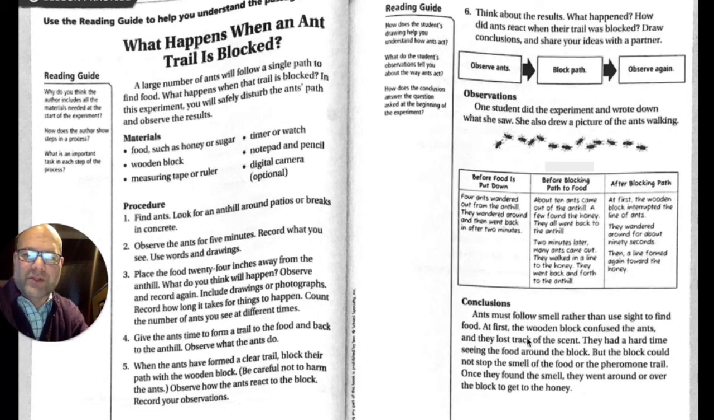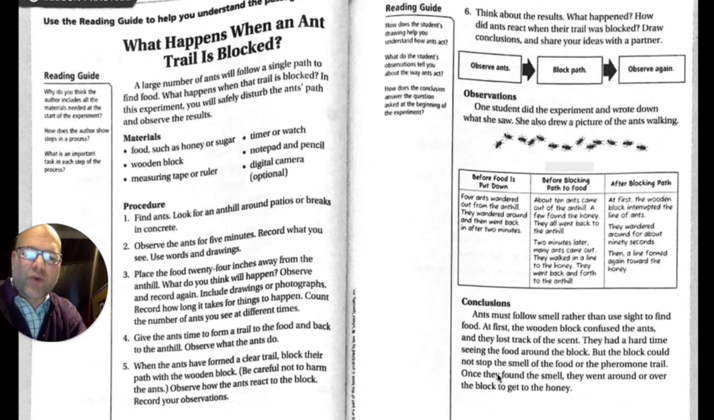At first, the wooden block confused the ants, and they lost track of the scent. They had a hard time seeing the food around the block, but the block could not stop the smell of the food or the pheromone trail. Once they found the smell, they went around or over the block to get to the honey.